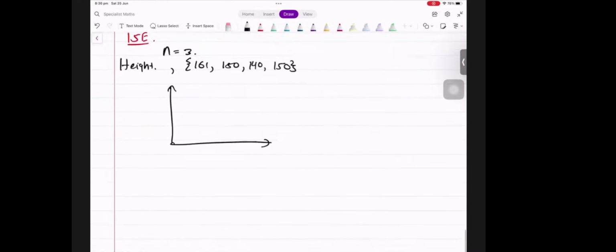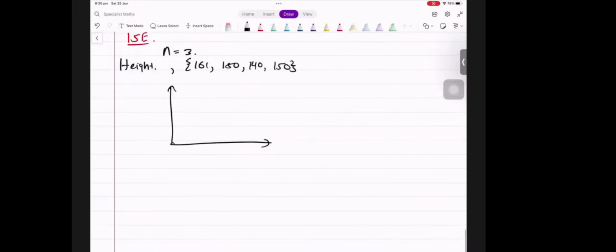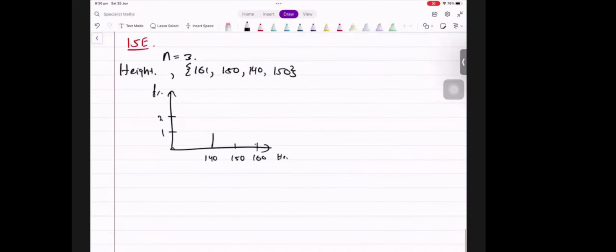Now if I want to draw it, let me remember quickly. Is it the histogram? I think it's a bar graph, just a normal one. Let's say you had 140 here, 150 here, and 160 here. This would be frequency, and this is just height. So here 140 appears only once, 150 appears twice, and 160 appears only once.